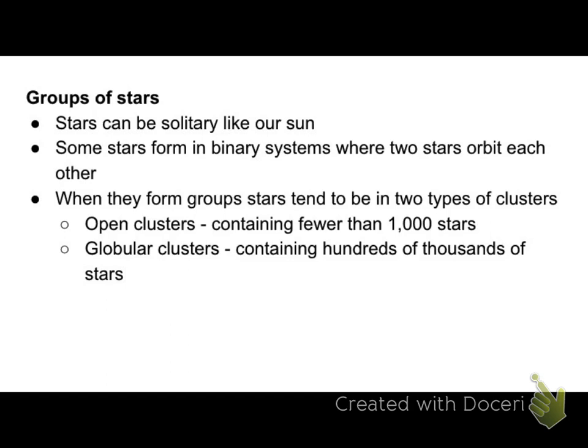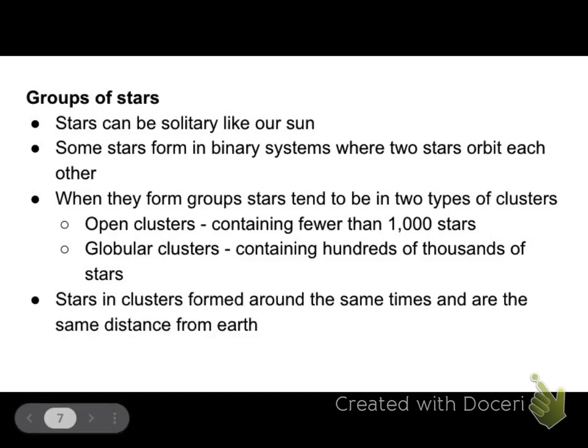A cool thing about groups of stars is that when stars form in clusters, usually what happened is they formed around the same time and in the same location, which means they should be the same age and they should be the same distance from Earth. So if you identify the age and the distance of one star in a cluster, then you have identified that for all the stars in the cluster, which helps us significantly because determining distance and age when stars are that far away from us is not always easy. So it's nice to be able to group them like that.